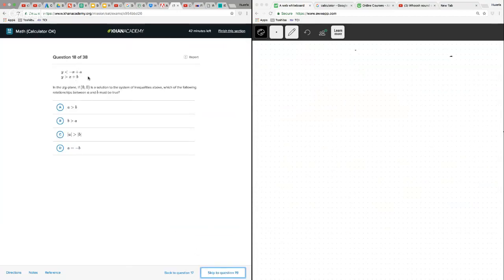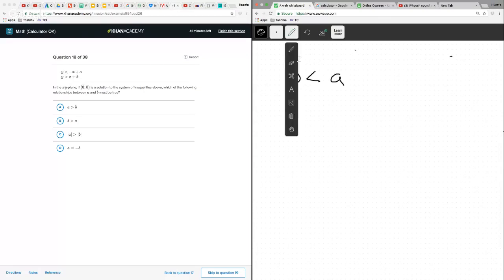y is less than -x + 1, and so on. In the xy-plane, if (0, 0) is a solution to the system of inequalities above, which of the following relationships between a and b must be true? So they're saying (0, 0). Let me slow down, let me back up. I'm going to plug in (0, 0) for both of these.